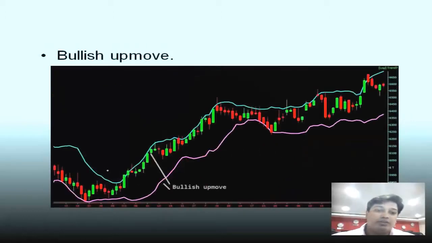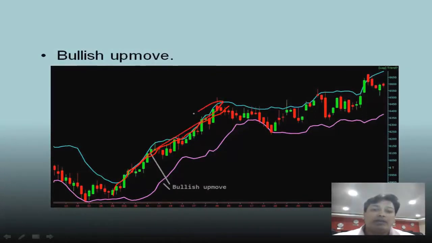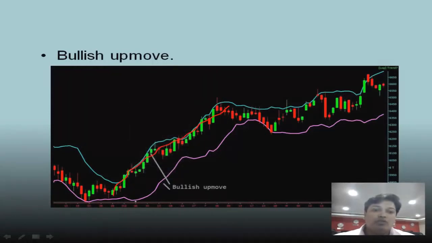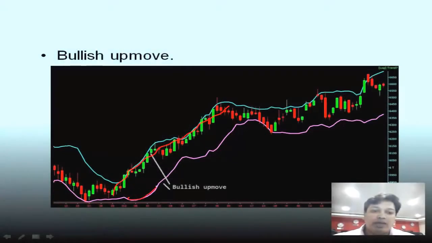The third variation is the bullish up move. Whenever you have a trending stock, the price starts moving up slowly, and it keeps on touching the upper price of the band. What you need to observe is that the lower price of the band is also following the price. So here the volatility is fairly low and the price is touching the upper price of the band.